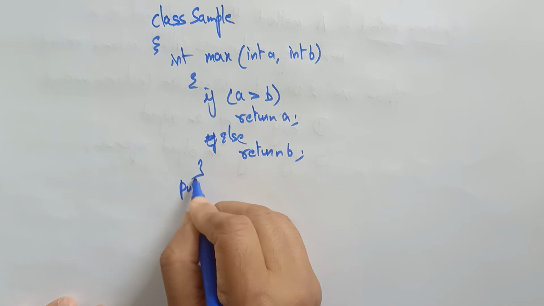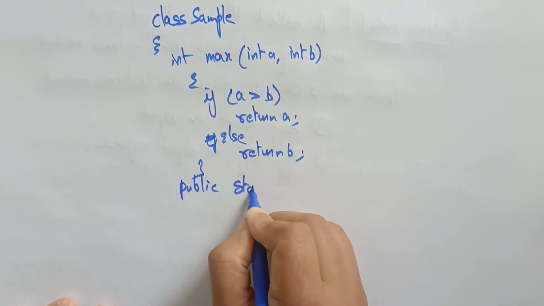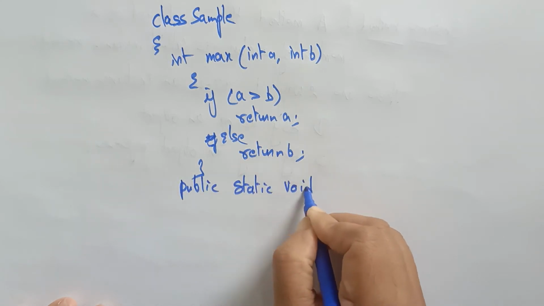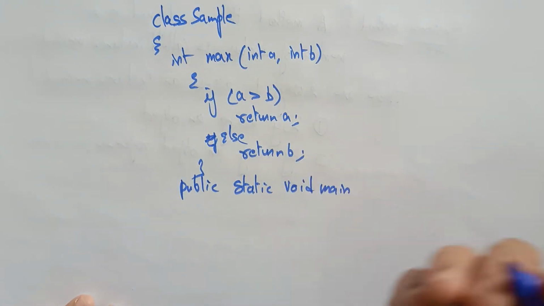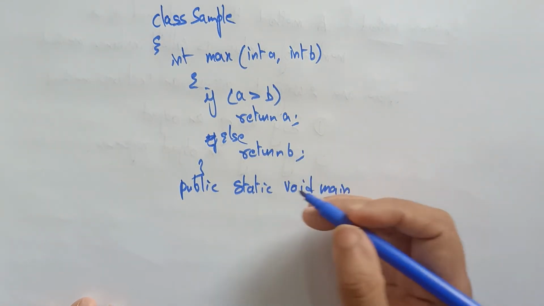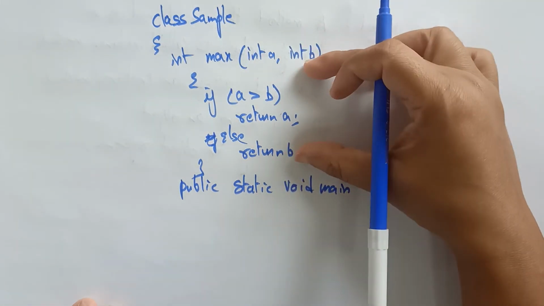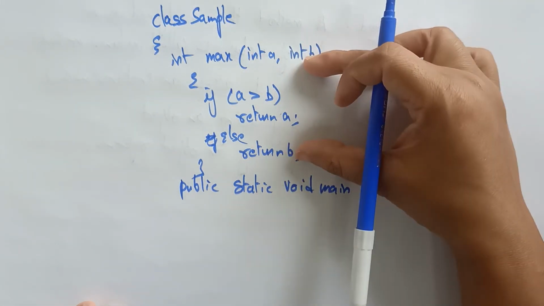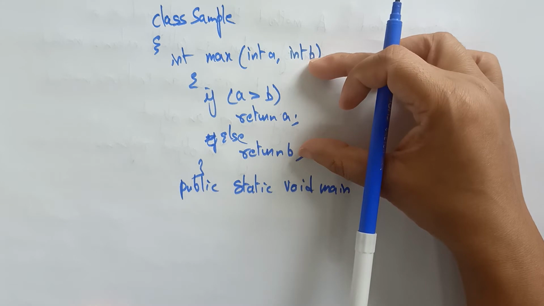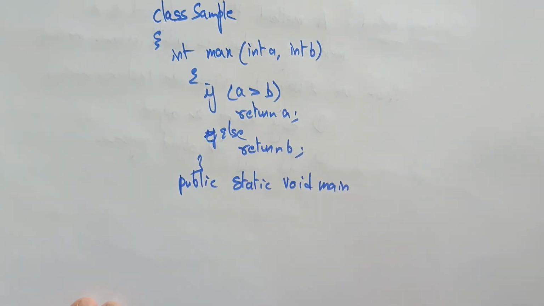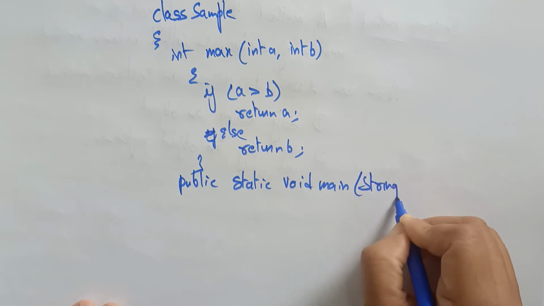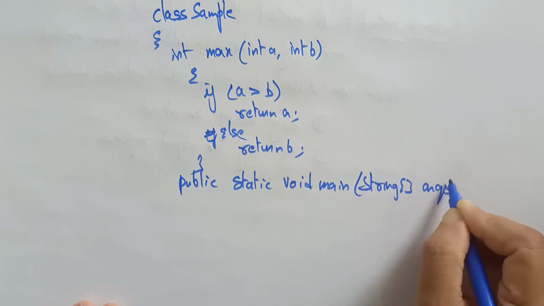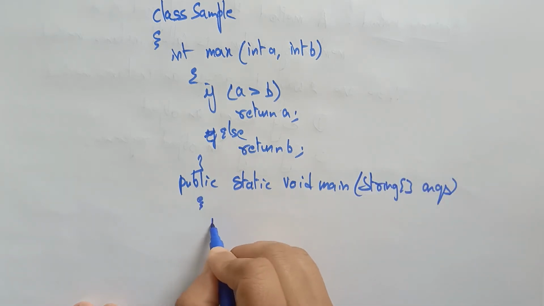Public static void main. Simply writing this code is of no use. It has to be accessed by using an object or an object reference. This is a method, an instance method. This instance method can be accessed by using an object or an object reference only. String args.